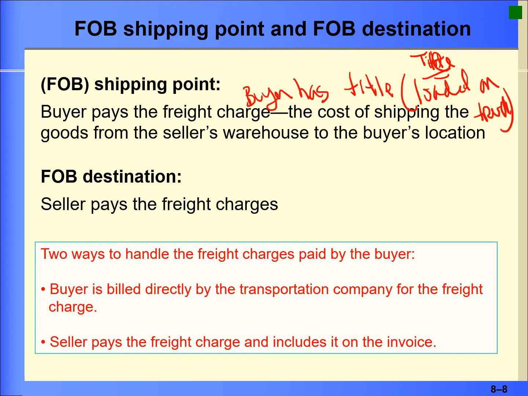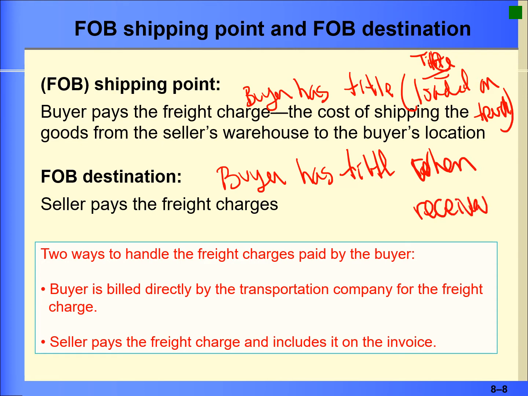So you could be in St. Louis and the goods could be shipped from California. Once those goods are put on the vessel, it doesn't matter where they're at, the buyer has legal title to those goods, and that's going to matter because that means it would go on the balance sheet right at that point. FOB destination, the buyer only has title to those goods when they are actually received.